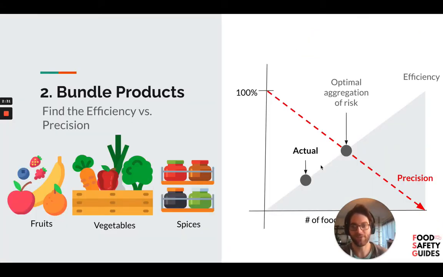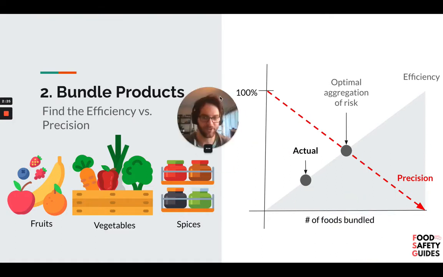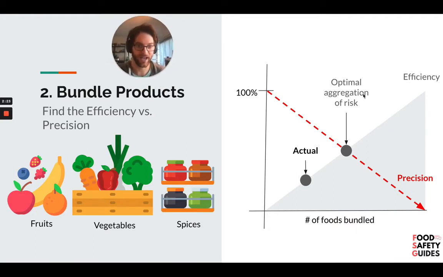Now let's move on to the next point, which is bundling products. I love to bundle products. As you see here, I made a little chart for you. You can see that there is an optimal aggregation of risk here. If you were to bundle everything into one, so take all of these things, fruits, vegetables, and spices, put them all into the same basket, pardon the pun, you would have the highest amount of efficiency, but the lowest amount of precision. So it wouldn't be terribly helpful.